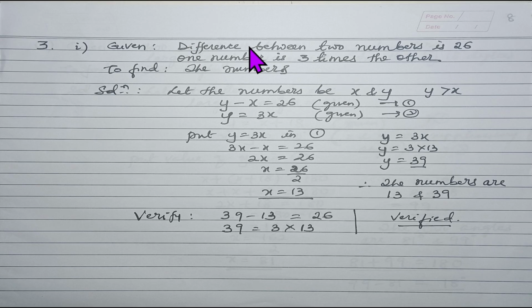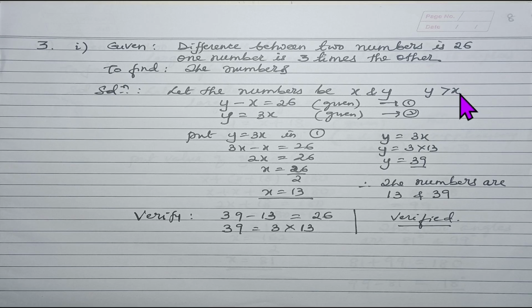Now he has given here the difference between two numbers is 26. Again, understand, the difference between two numbers is 26. One number is 3 times the other, and we have to find the two numbers there. Now let us assume the two numbers are x and y, and also assume that y is greater than x.